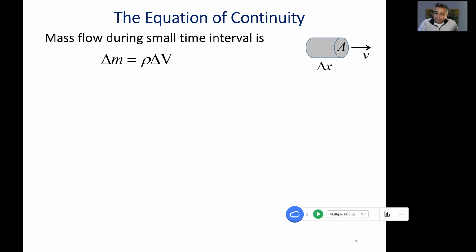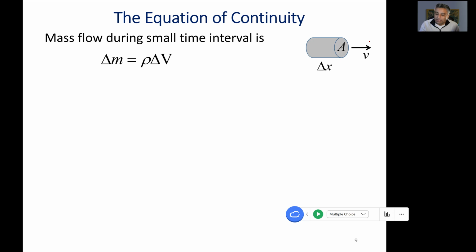It has a cylindrical shape. So the cross-sectional area is A. That's going to be about the same as the inner diameter, right? So the diameter of this column is going to be the same as the inner diameter of the pipe. And the pipe is not thick. We can say the area of the pipe is about the same as the area of the fluid column. Okay, we can say that.